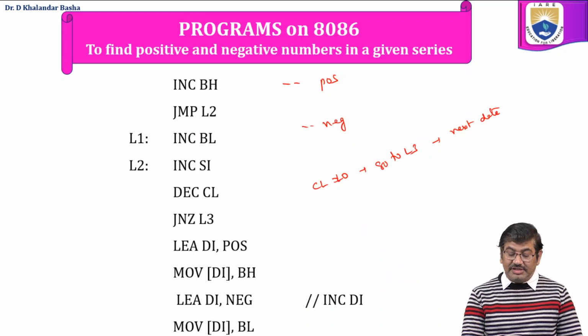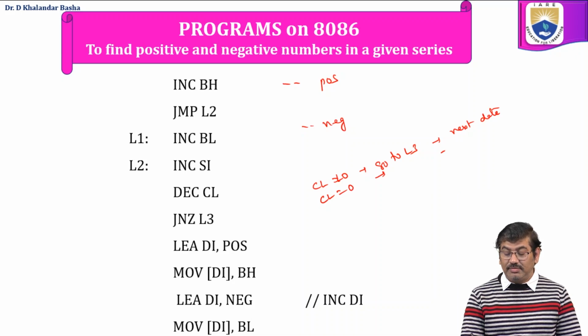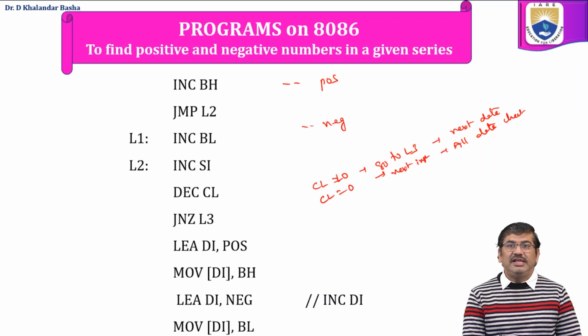Suppose CL is equivalent to 0. CL equal to 0 indicates all the data has been checked, so it will go to the next instruction. What is the next instruction? Loading the positive count and the negative count into the respective memory locations. For that we use the instruction LEA DI, POS. POS is the variable name given for the count in the data segment, so that address is loaded into DI.